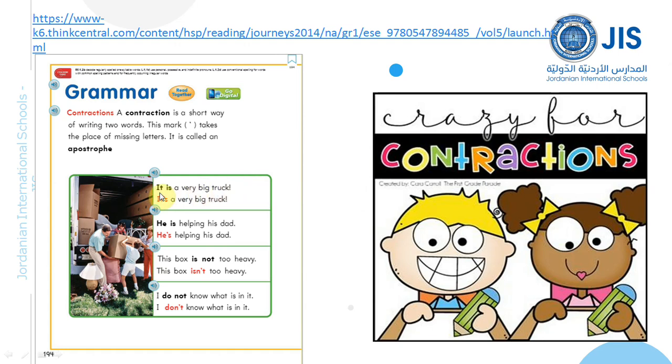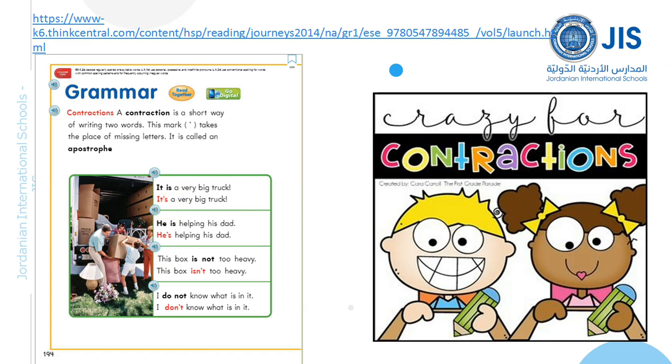Okay, so the first box: it is a very big truck. Notice here that we have two words, it plus is. Now, if I want to join them together, put them together as one family, what do I have to do? I have to use the contraction. How? I use the first word, then I remove one letter and add an apostrophe instead, and then s. So it plus is equals it's.